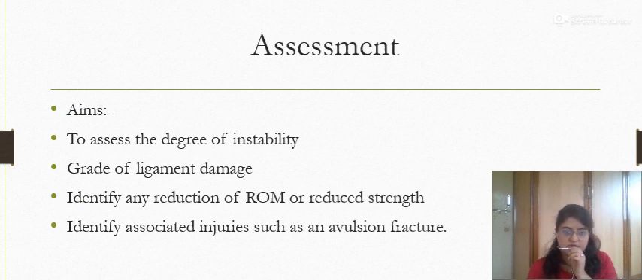Assessment: we have to find out the degree of instability, and if it is grade 3, obviously we have to refer it to the doctor. Identify the reduction of the range of motion, how much the strength is, and if there is an associated injury, especially a fracture.